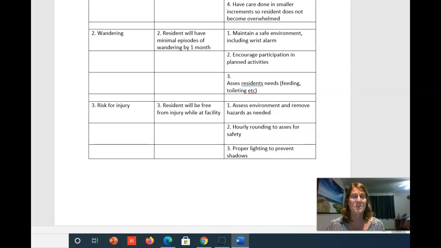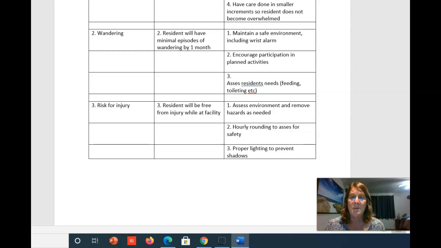Encourage participation in planned activities. Get them involved in things that are going on at the facility to keep them from wandering, to keep their interest piqued so they want to stay there. Assess residents' needs for feeding and toileting. Sometimes they wander because maybe they're looking for the bathroom, or they're just confused about where they are and they're trying to find their way home. So sometimes they're wandering because they need something. They just don't know where to find it.